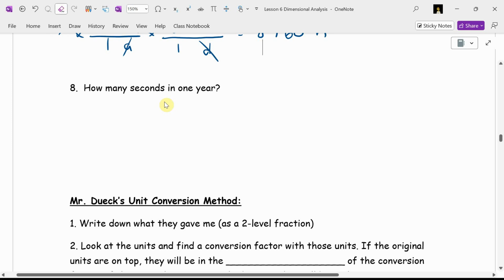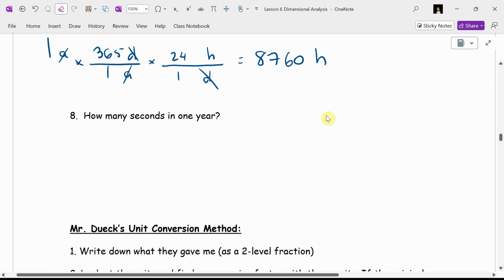Anderson, what's number 8 want me to find? You happen to know how many seconds are in a year? Let's write down what they gave me: 1 year. Anderson, what can I convert years into? What can I convert years into if I'm paying attention and clever?